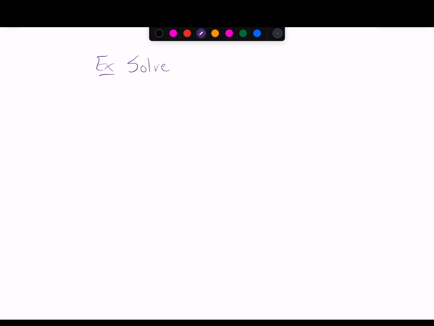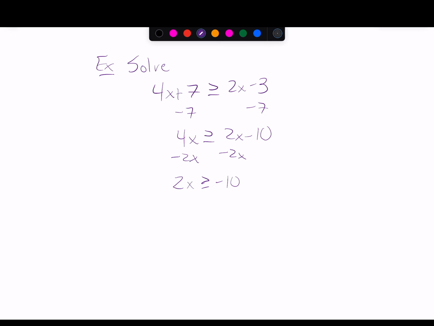We want to solve 4x plus 7 is greater than or equal to 2x minus 3. What's the first step that we do? Well, we can subtract 7 from both sides, and that leaves us with 4x greater than or equal to 2x minus 10. Then we can subtract 2x from both sides, and we get 2x is greater than or equal to negative 10. Then we divide both sides by 2.